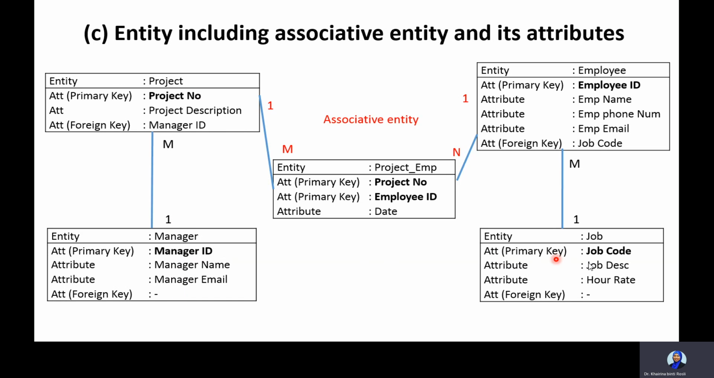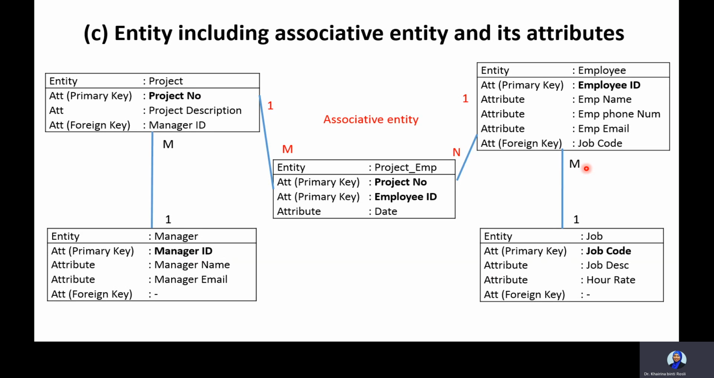Okay, next, let's see job. For the job entity, the primary key is the job code. Other attributes about that job are the job description and job rate. As for the foreign key, there is no foreign key for the job entity.